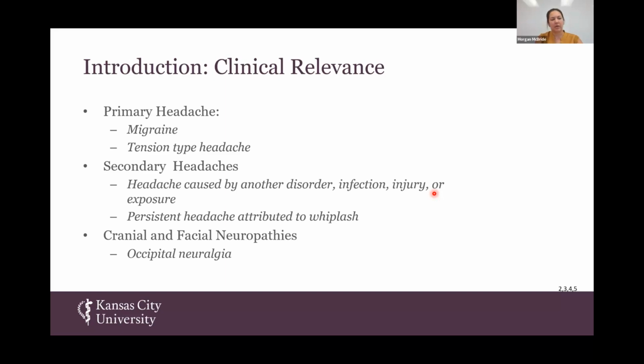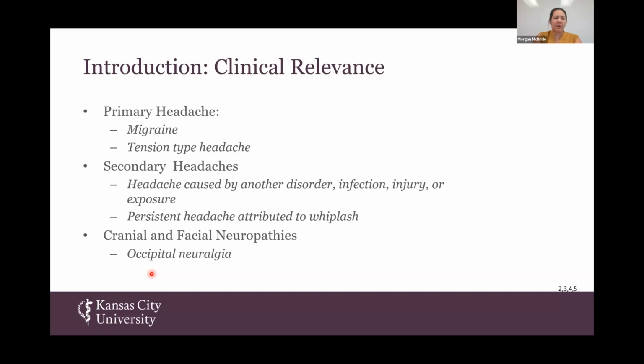Then we also have a category of secondary headaches, and a lot falls under this. This is a headache that's caused by another disorder, infection, injury, or exposure. In particular, I'm going to focus on the persistent headache attributed to whiplash injury. The last category is cranial and facial neuropathies. Again, a lot falls under this, but we're going to focus on occipital neuralgia.